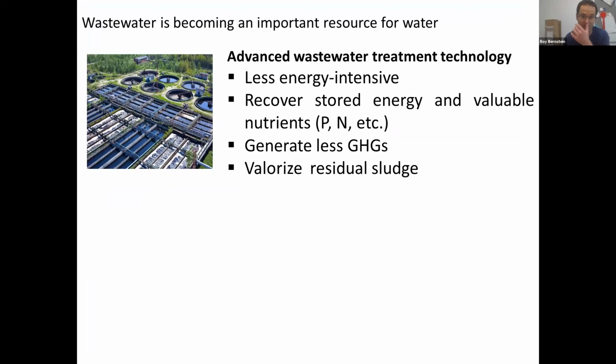And therefore, advanced wastewater treatment technology should, first of all, be less energy intensive, should also be able to recover the stored energy in the organic matter and also the nutrients. And in addition, it should generate less greenhouse gas to the environment, and if possible, valorize the excess sludge that is being produced during the process.